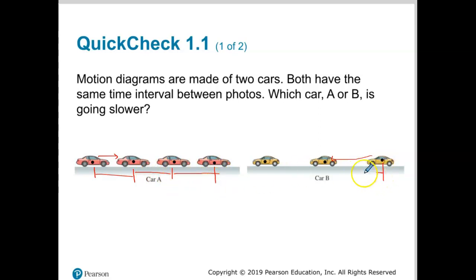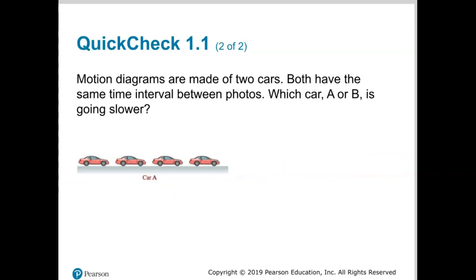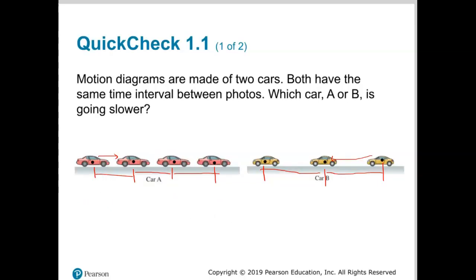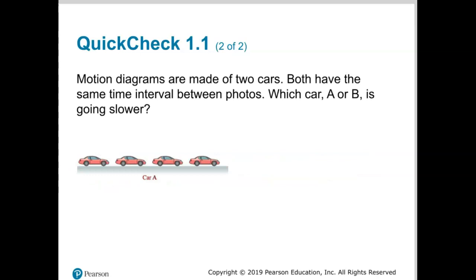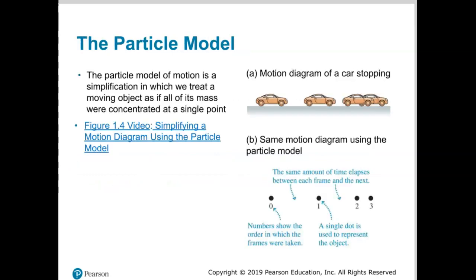And same with car B, which is going to the left. So let me give you a chance to say which one you think is going slower. The correct answer is car A. Car A is going slower because it doesn't cover as much distance in a unit of time. So in 1 second, it only travels from here to here, where car B has a bigger section. So if we measure this section for B compared to the section for A, A is smaller, which means it's going slower. All right.